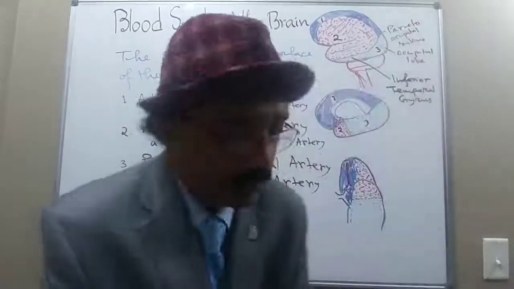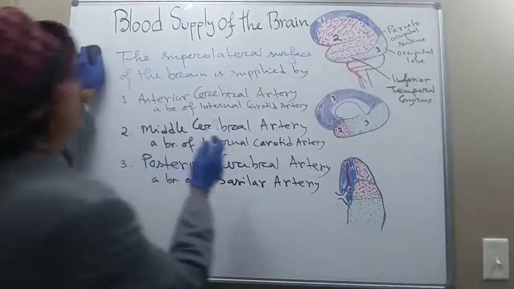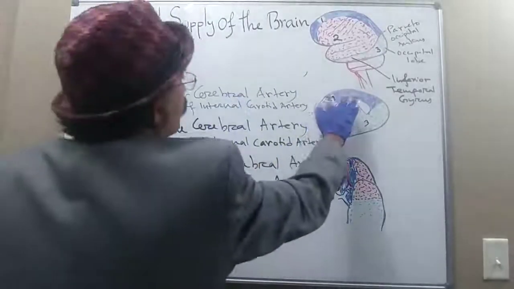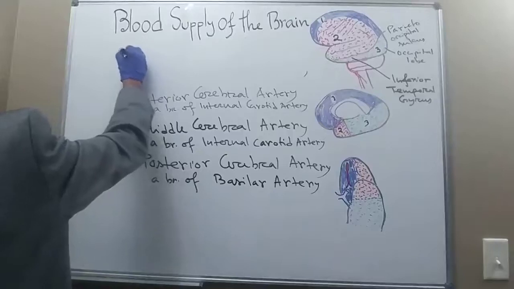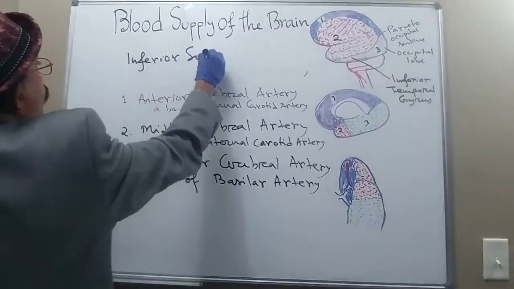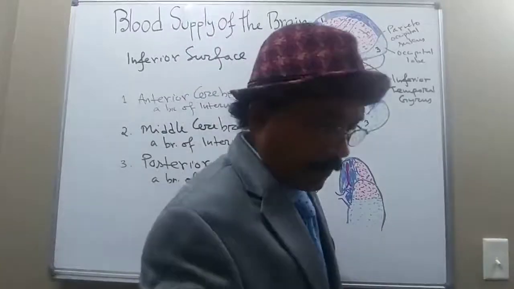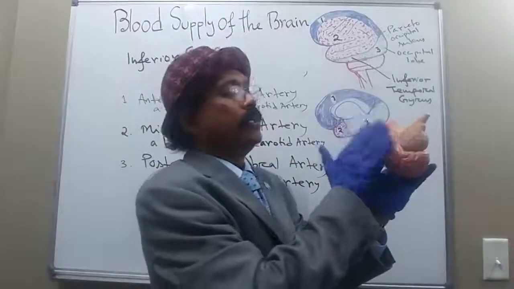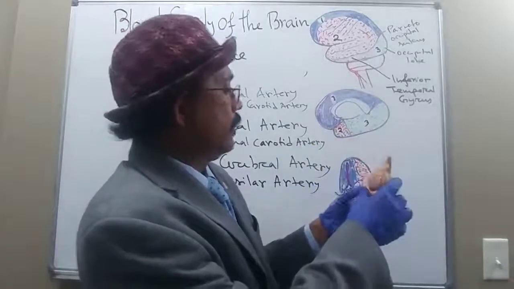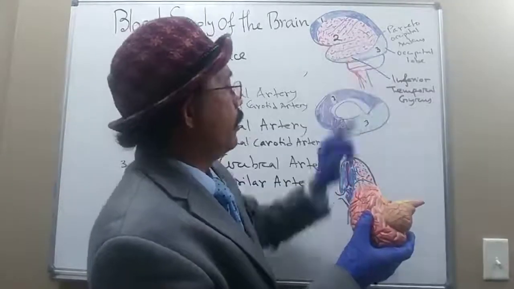Okay, we got that. Now we'll go to the inferior surface. We have done the superolateral surface and the medial surface. On the inferior surface, this part we have gone through, the inferior temporal gyrus area. The inferior temporal gyrus is supplied by the posterior cerebral artery.